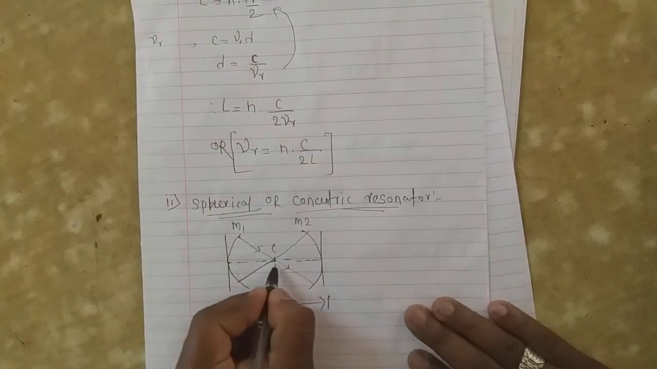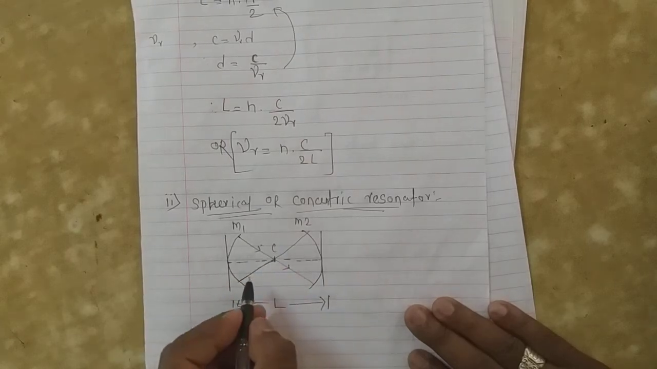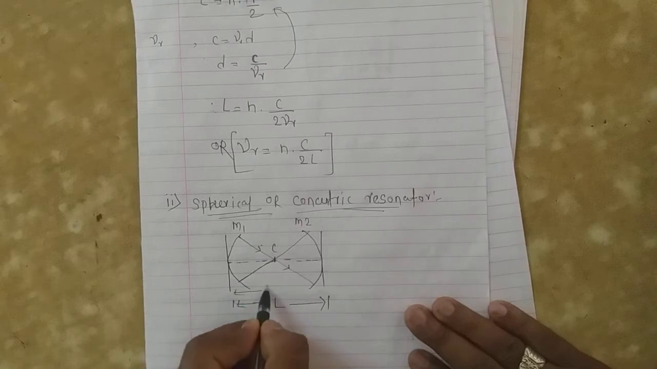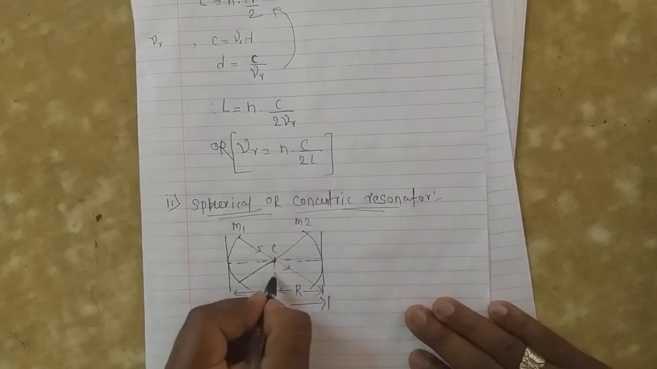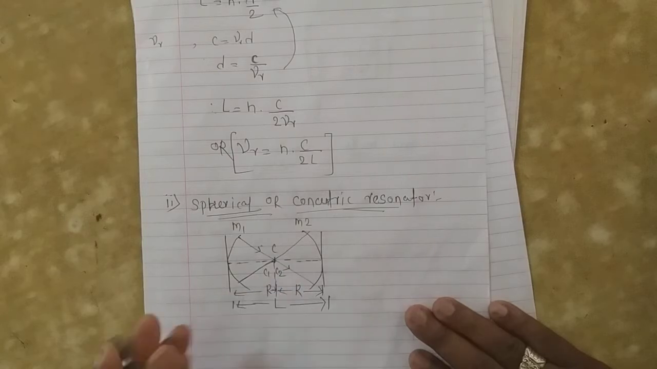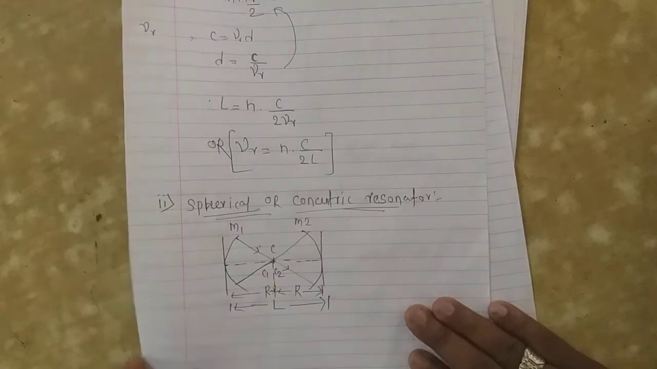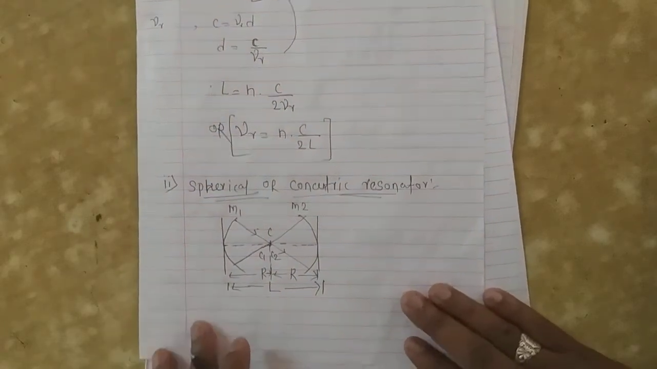C, and that's radius of curvature is R. C1, C2. C1 and C2. This is a spherical.